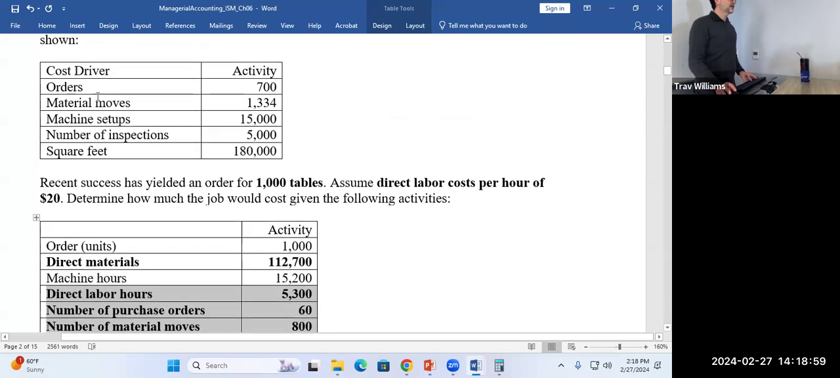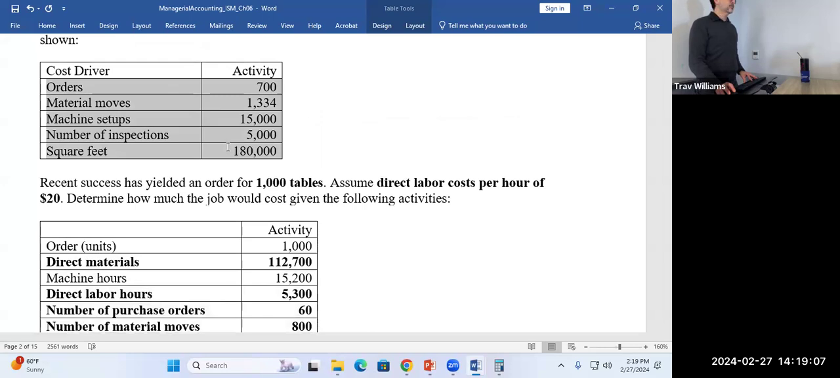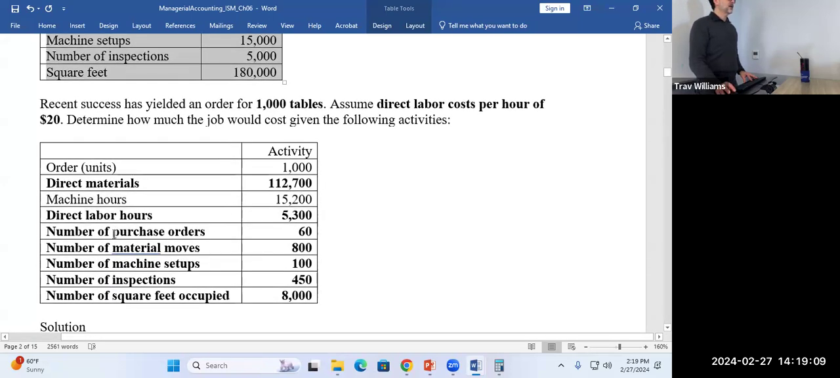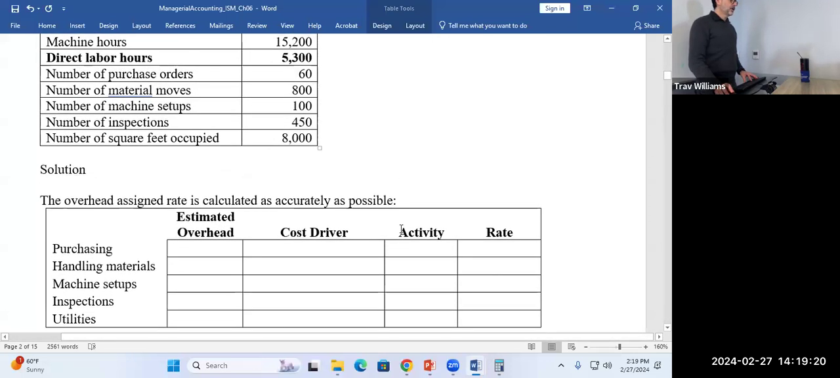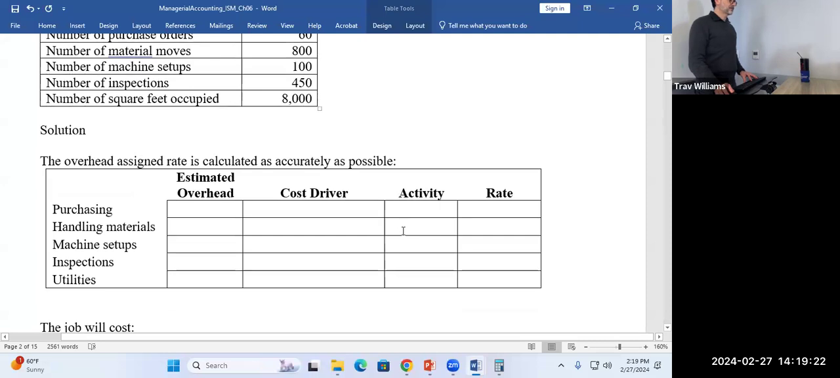Remember how we had these 5 different types of activities that they estimated? Those are the total estimates for the entire period, right? This is how many of those activities are estimated for this job. So we will need that information. Okay, where do we start?